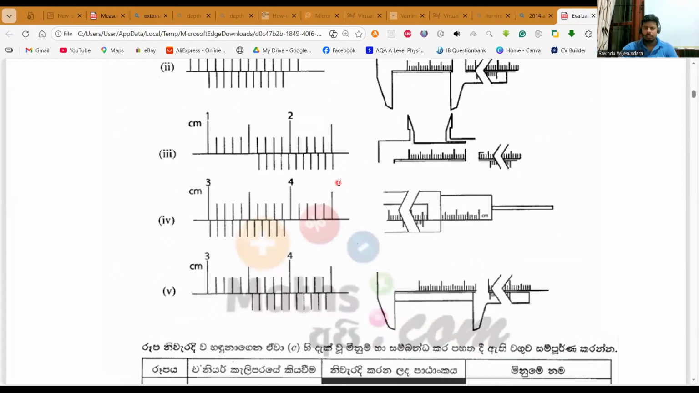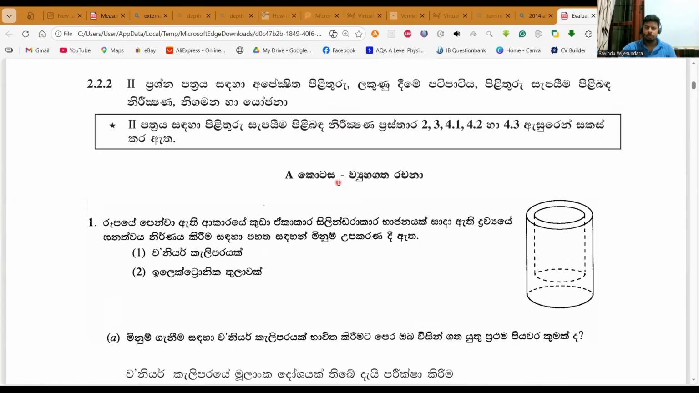They have given a small cylindrical object and you have to find the density of this one. If you need to find the density of any object, first you have to calculate the mass of that one, then divide that by the volume. Mass you can calculate by using an electronic balance, and you are given a Vernier caliper to find the dimensions, and then you can calculate the volume. For that you need to take the measurement, so the Vernier caliper is the equipment that you are given.